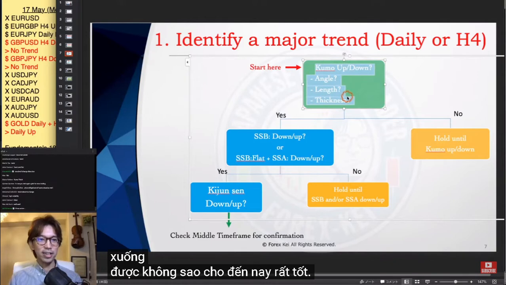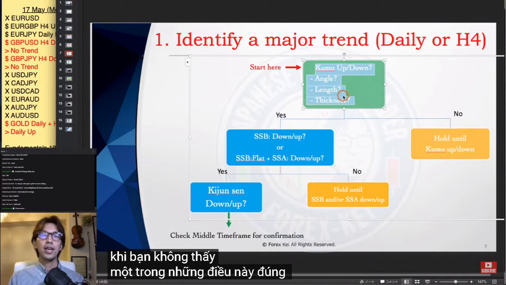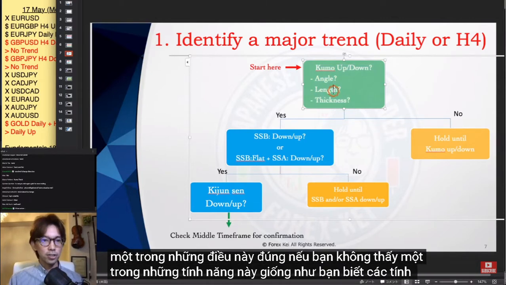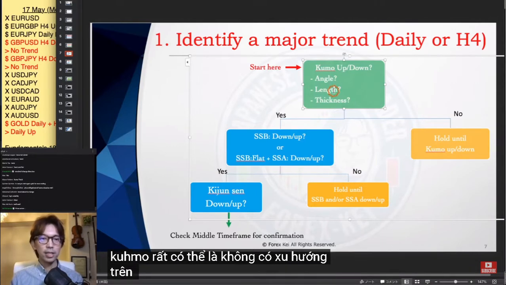All right, is it okay so far? So far so good here, everyone? So yeah, and that's why this is going to be the first primary information that you have to focus on whenever you want to follow the trend. Because if you don't see one of these features in the Kumo, most likely there's no trend in the market.